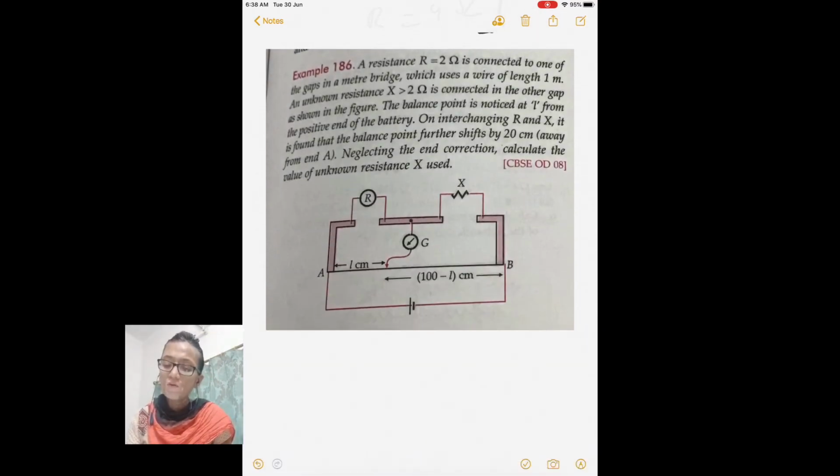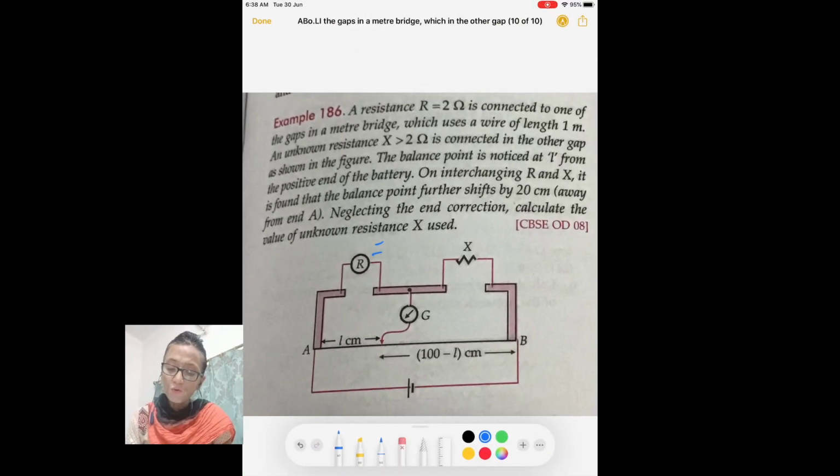A resistance of 2 ohm is connected to one of the gaps in a meter bridge. Okay, this R is equal to 2 ohm, which uses a wire of length 1 meter. An unknown resistor X, greater than 2 ohm, is connected in the other gap. The balance point is noticed at L from the positive end. Okay, this is the balance point for the first condition.